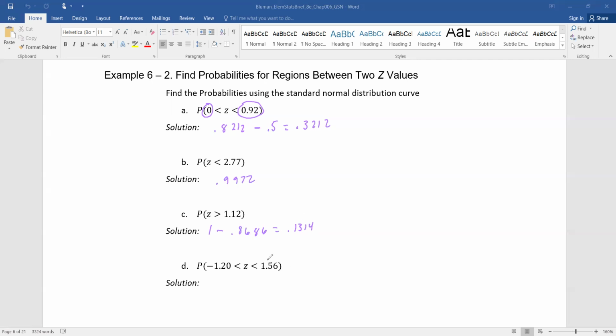And again, you want to do this one first, 1.56, then go find the negative 1.2. 1.56 is approximately 0.9406, minus, now go find negative 1.20, and that is going to be 0.1151. Subtract the two, and you get 0.8255. All right, so that is how, again, you can use Appendix A to find out all the different types of answers.